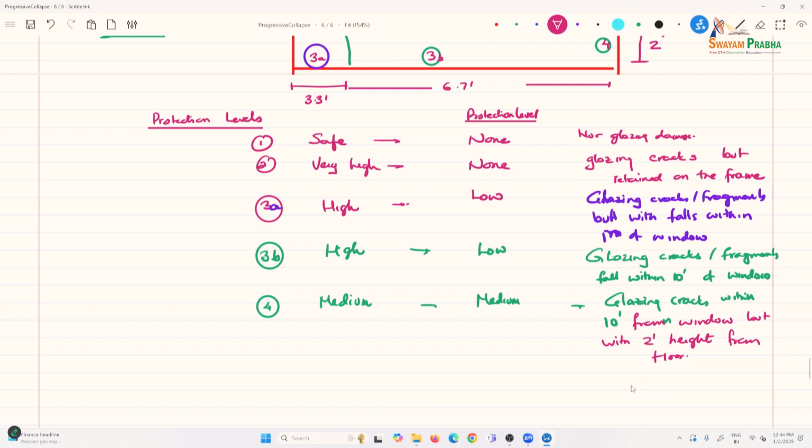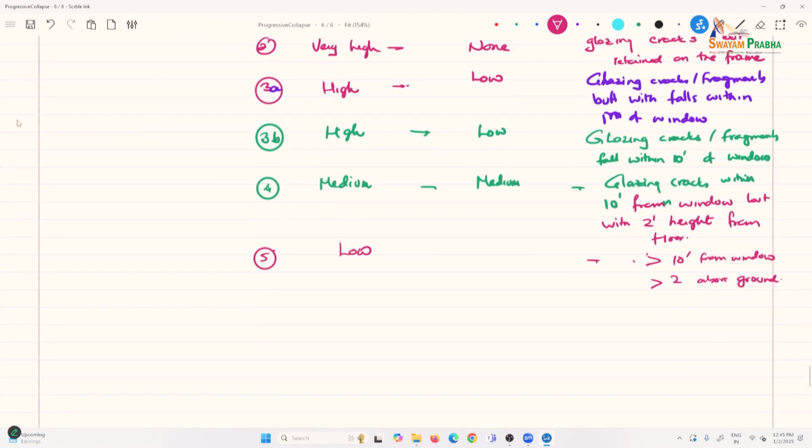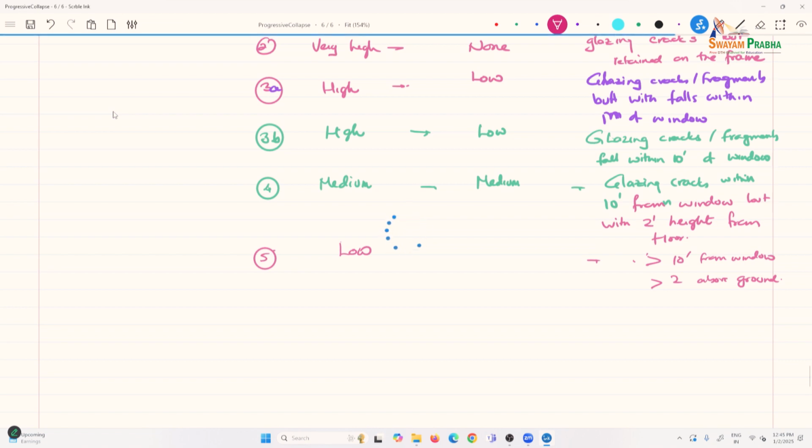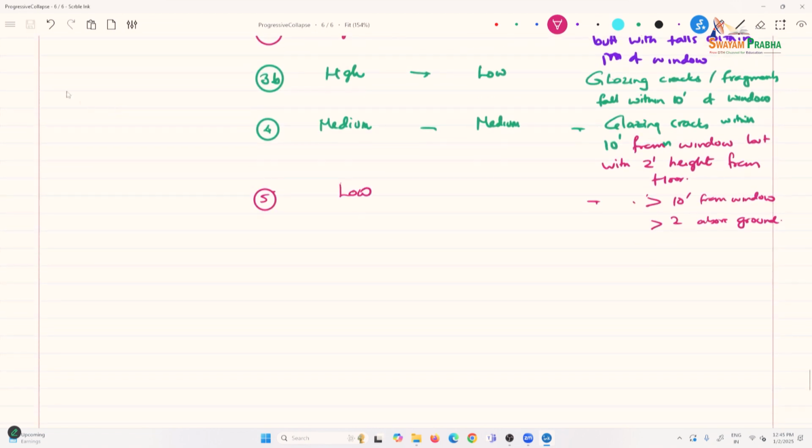And the last category, this is the fifth category, is very low protection. You have here greater than 10 feet, greater than 2 feet from the window and above ground. So very a variety. Now design wise, there are multiple design ways. I'll just show you one of them and how it looks like.